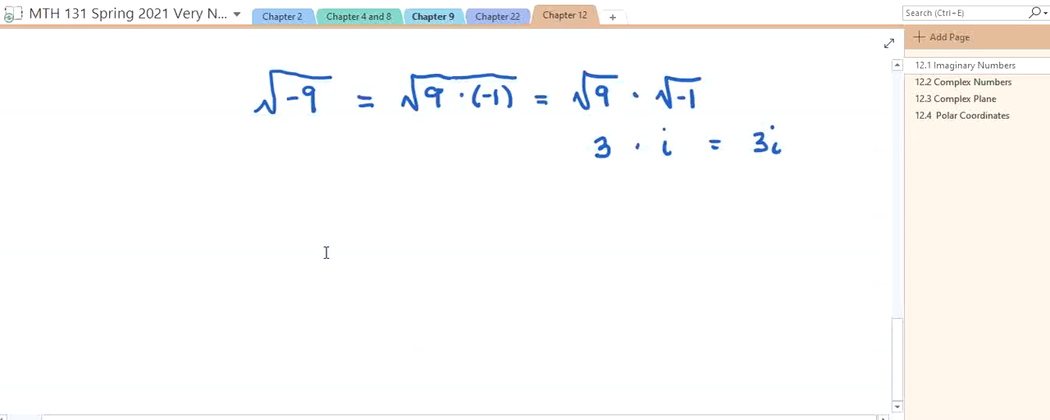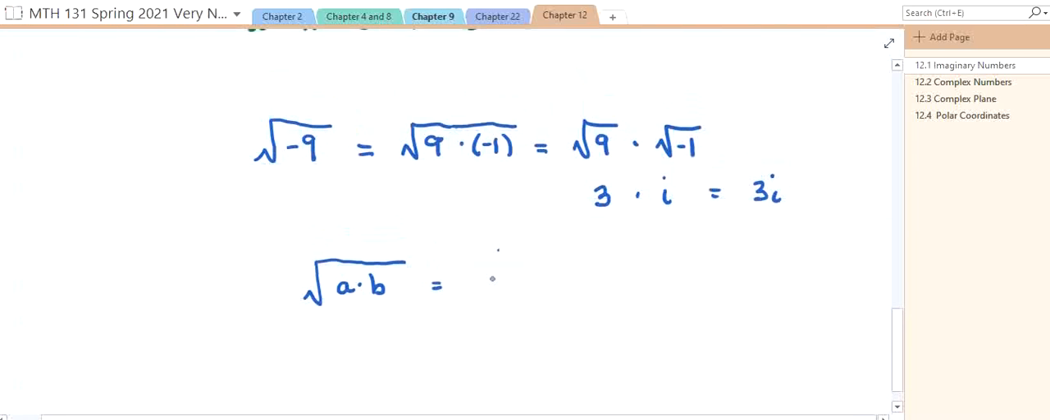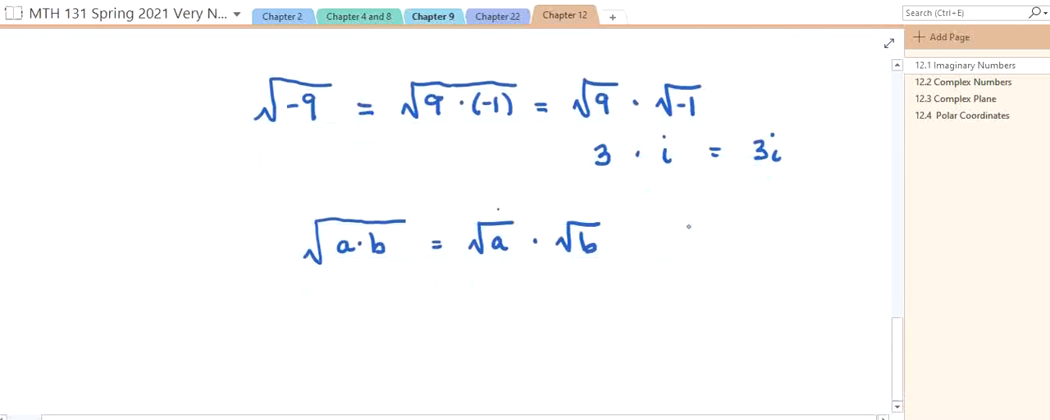So in general, we can take the square root of any two factors, one of which could be a negative number, and end up with the square root of a times the square root of b. However, there is one exception to this rule.